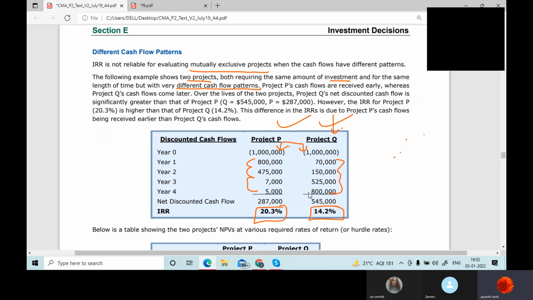Being a mutually exclusive project, you can see increasing cash flows here, decreasing cash flows here. Whatever the difference is, I don't care. Here the cash flows are very negative, but here the cash flows are very much positive. So I would always prefer this one, based upon IRR, based upon the NPV rule, correct or wrong?